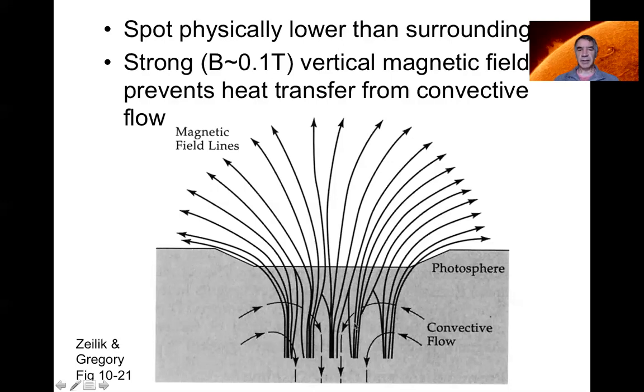Now, because the gas is cooler, it will also be denser. Okay, so that's thermodynamics. So the denser gas will actually sink a little bit as well because it's denser than its surrounding gas. So the whole blob of cool gas here just sits lower, and so it's a few hundred kilometers lower than the surrounding photosphere as well. So you've got this dark, cool region that sits a bit lower in the photosphere, and it's all because of these strong vertical magnetic field lines.